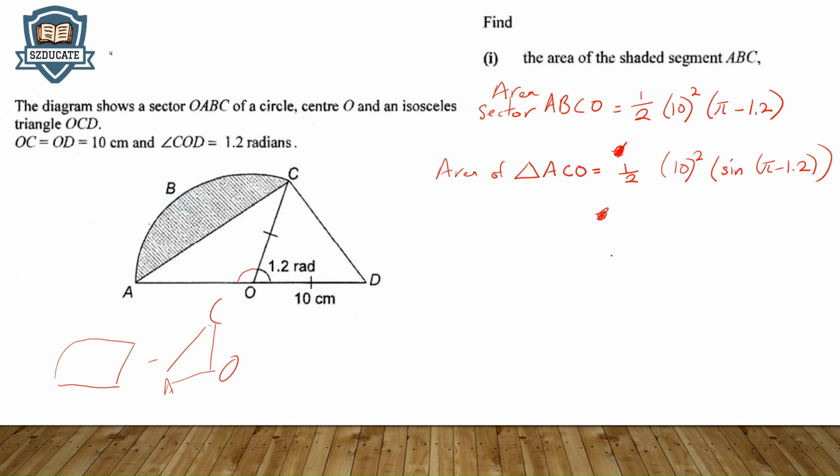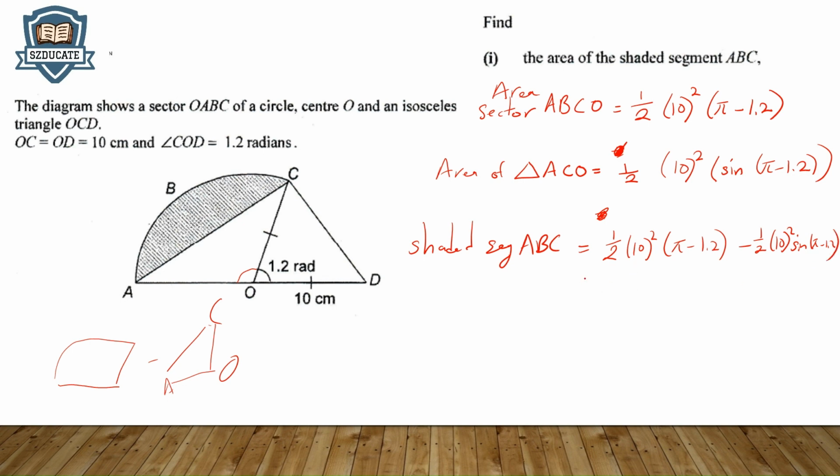Okay, so I'm going to put this away. So the final answer of the shaded segment ABC is equal to half, which is bigger, the sector is bigger, yes. Half 10 square pi minus 1.2 minus half 10 square sine pi minus 1.2.